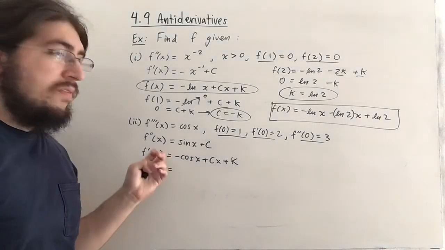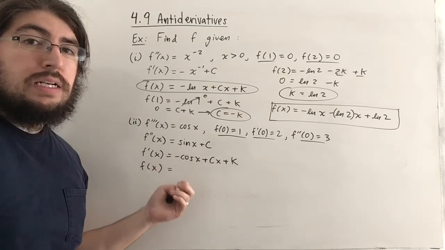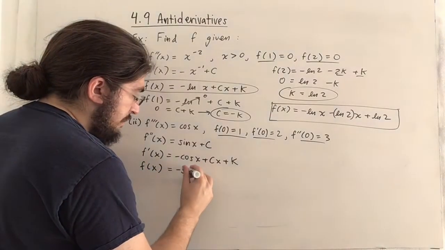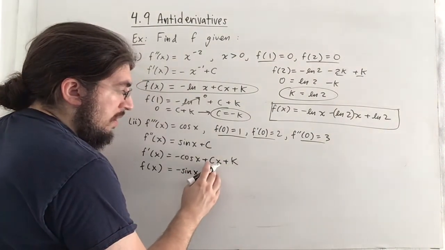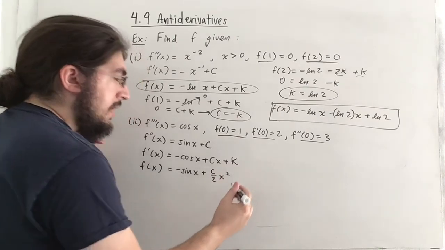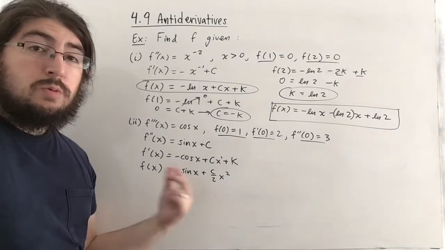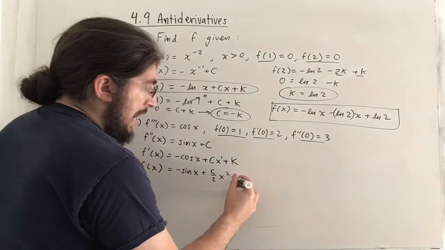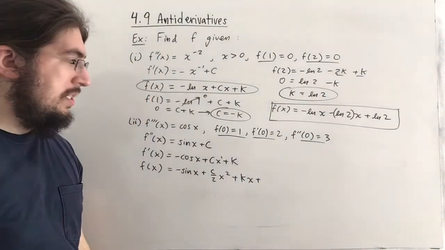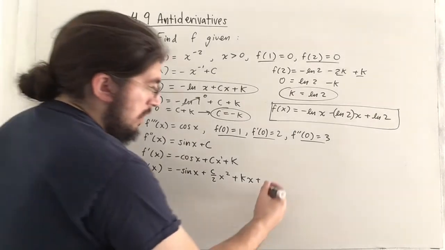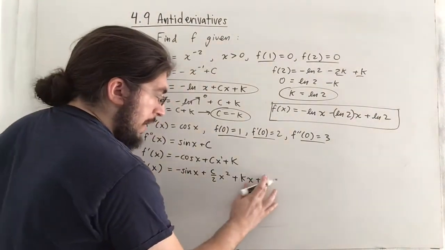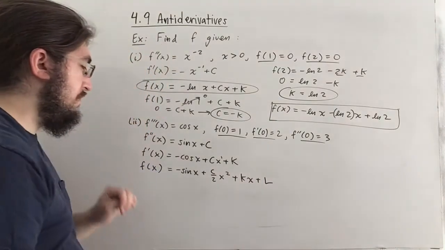Now, antiderivative of negative cosine is negative 1 times the antiderivative of cosine, which is sine. So this is negative sine. Antiderivative of cx is c over 2 x squared, because antiderivative of x to the 1 is 1/2 x squared, so that's good. Antiderivative of k is kx, and then we get a new constant, which you can call whatever you want. I'll just call it L. Doesn't really matter what you call it. In fact, let me use capital L, but that's okay.